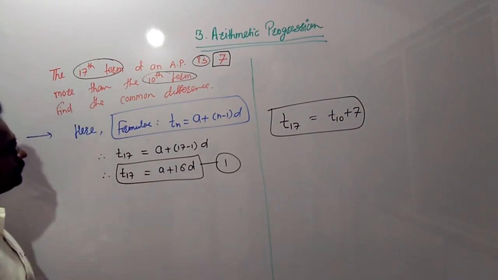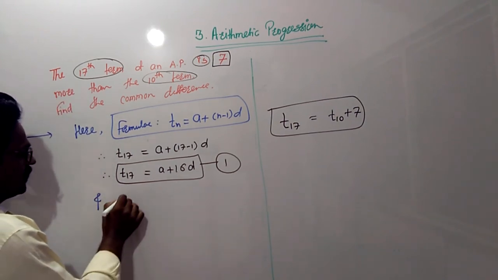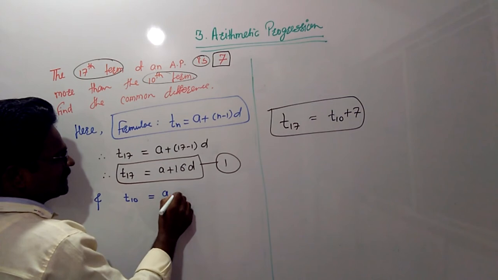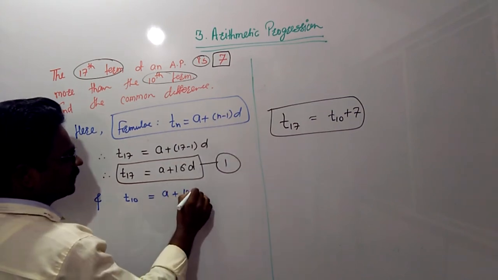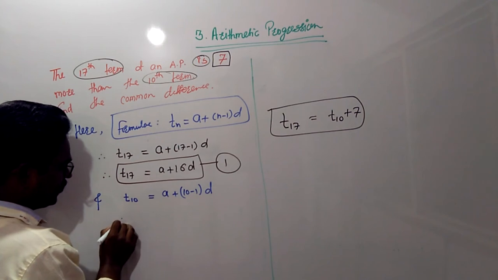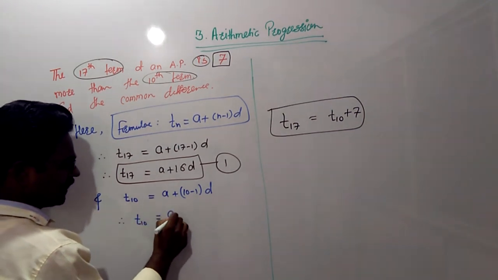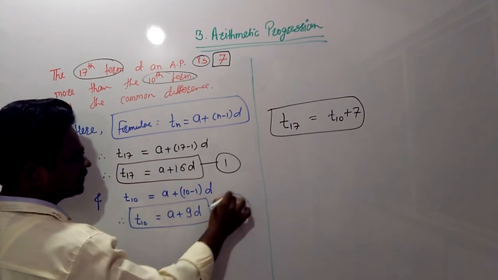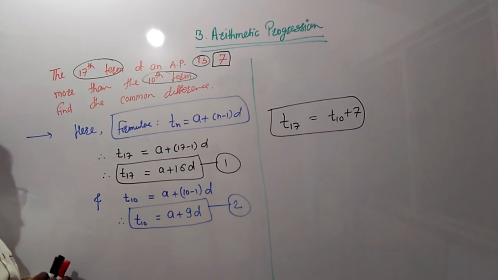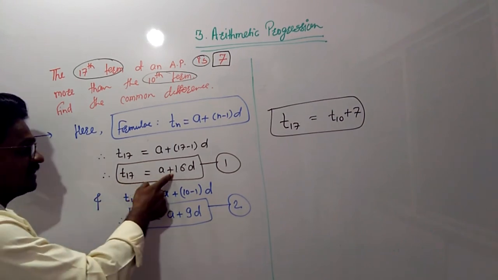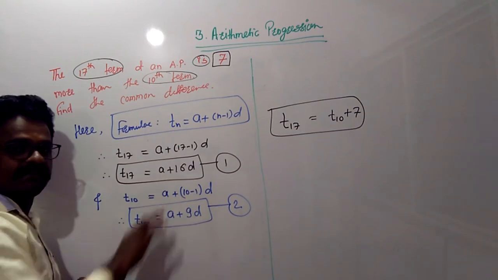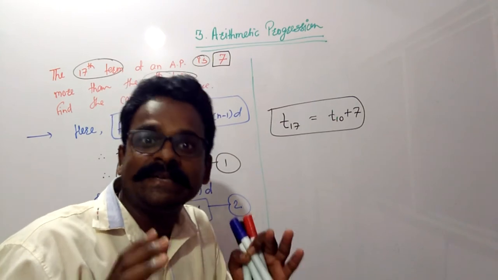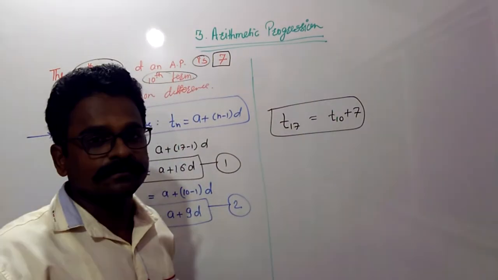And T10 is equal to a plus n minus 1, which means 10 minus 1, into d. Therefore T10 is equal to a plus 9d. This is equation number 2. So this is the 17th term in the given AP, and this is the 10th term in the given AP.